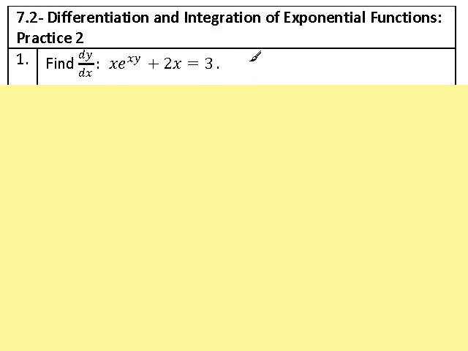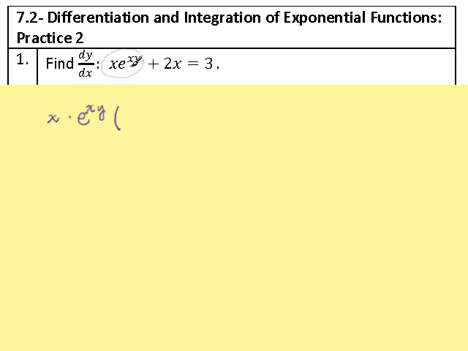In number 1, we're going to do implicit differentiation. All right, so let's start with the first term. We have a little product rule here. So we have the first times the derivative of the second. The derivative of e to the xy is e to the xy times the derivative of xy, another product rule.